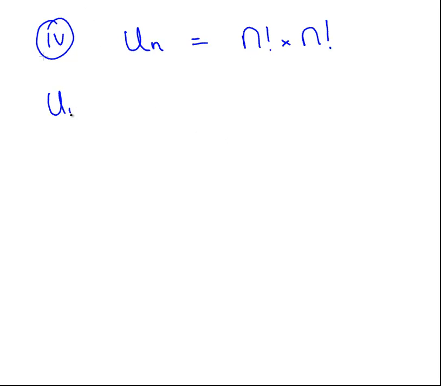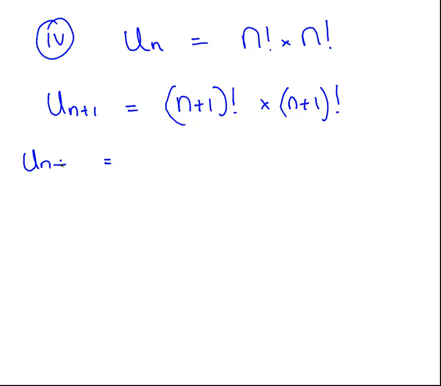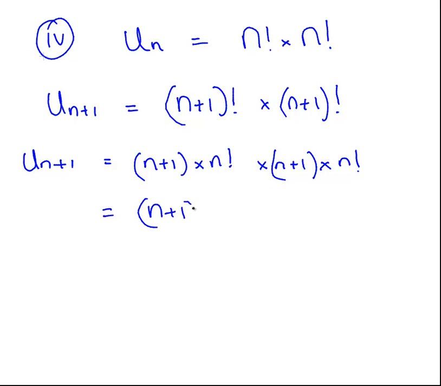So u of n plus 1 equals (n+1) factorial times (n+1) factorial. Okay, now in this case, I'll just write it like this. It's (n+1) times n factorial times (n+1) times n factorial, or we could rewrite that as (n+1) squared times n factorial times n factorial.